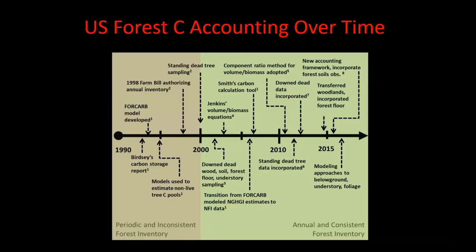As I mentioned, our forest carbon accounting techniques have hopefully improved over time. And this is just a trajectory: back in 1990, we had really periodic and inconsistent forest inventories. In 2000, Congress passed a Farm Bill authorizing annual inventory, which started around 2000, and now we have a nationally consistent annual inventory. And really since 2000, we've been using that data to refine our modeling approaches. In other words, we measure diameter of a tree and try to turn that into biomass. So the models we use, we have been refining those, along with better incorporation of down dead information, soils information, and forest floor information from all these plots where we are now measuring across the U.S.